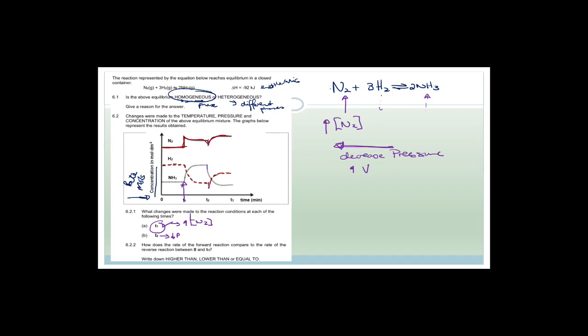Now it says, how does the rate of the forward reaction compare to the rate of the reverse reaction between 0 and T1? They are the same. Between 0 and T1, we have reached dynamic equilibrium. So therefore, the rate of the forward reaction equals the rate of the reverse reaction. When you see these concentrations remaining stationary, it doesn't mean that the reaction has come to a halt. What it means is that the rate of the forward reaction equals the rate of the reverse reaction, so the concentration remains constant in both the reactants and the products.